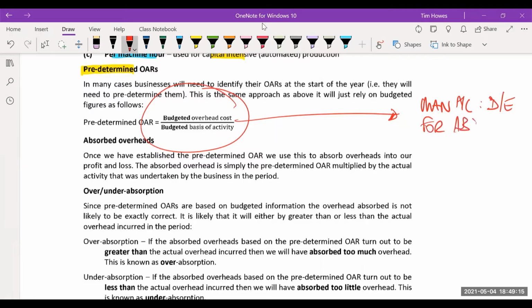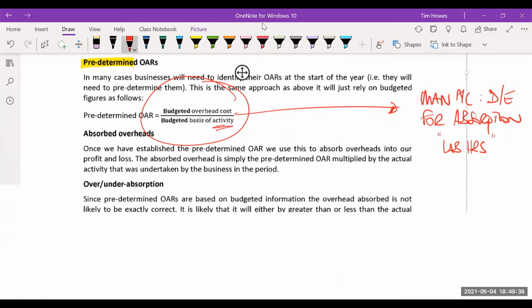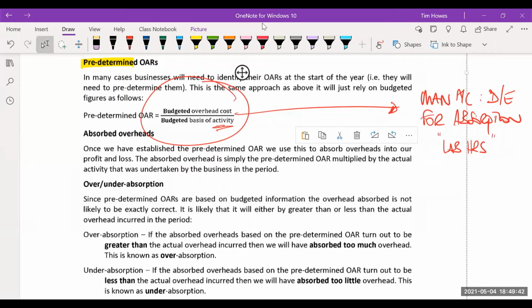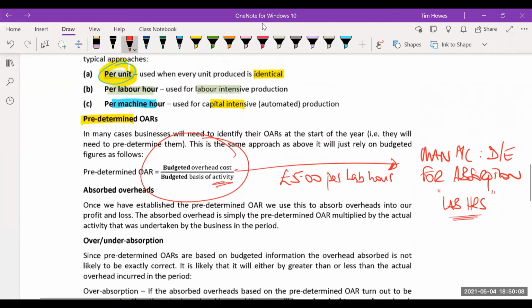for absorption. If the basis of activity is, let's say, labour hours, the management accountant is going to watch the labour hours that we undertake. And for every hour, they are going to absorb, i.e. put a cost into their management accounts, based on the overhead absorption rate we described. It might be, I'm making it up, £5 per labour hour. So every hour that things are happening in production, let's stick with the things that we had over here.